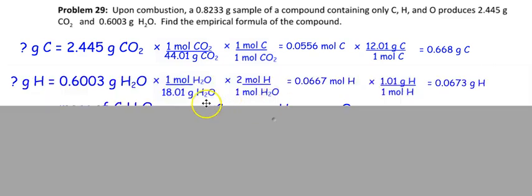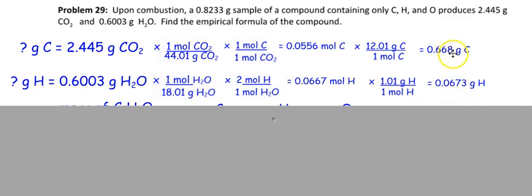All right, this is how I did it. 0.6003 divided by 18.1, 1 mole of water, 1 mole. Don't forget, this is the important step here. I'm telling you, from all my years of doing this, people are going to forget this right here. They're going to forget the 2. I've seen it. Don't let that be you, okay? And so then I calculate moles of hydrogen. I still need grams of hydrogen, so I go ahead and do this last step.